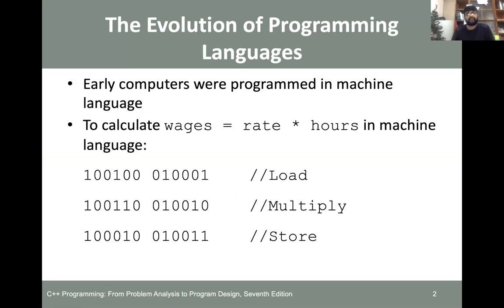The first thing, of course, is how the programming languages have evolved. The earlier computers were programmed in machine language, which had three main commands: load, multiply, and store. For example, to calculate wages, which is the product of how many hours a person has worked multiplied by the rate per hour, in machine language it would look something like this. One command is used for loading some particular data into the CPU, another is used for multiplying that data with another location, and then finally storing it in some particular location within the PC.